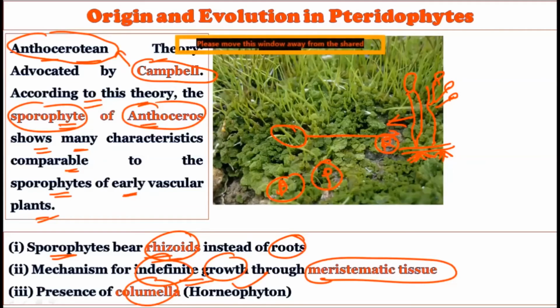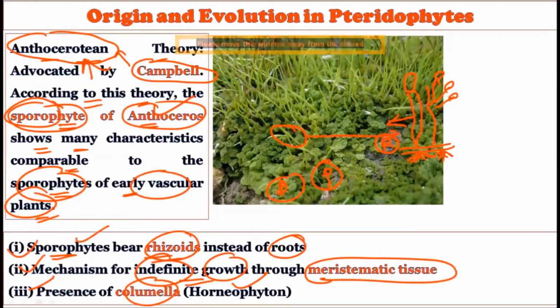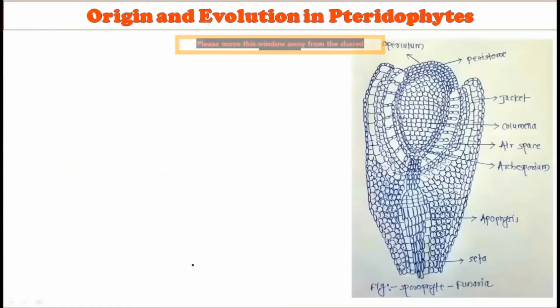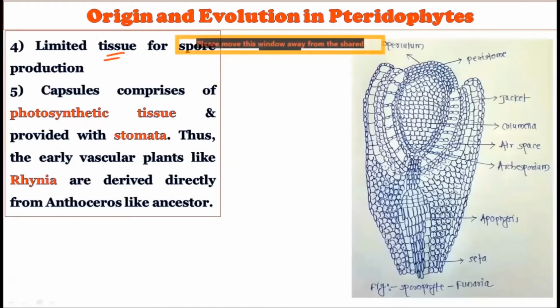Okay, so we are talking about the Anthocerotian theory. According to the Anthocerotian theory, the sporophyte of Anthoceros and the sporophytes of the early vascular plant show a remarkable similarity between them. And these three points correspond to this: the sporophyte bears rhizoids instead of roots, they both show indefinite growth through the meristematic tissue, and they both show the presence of columella. Now consider, there is limited tissue in spore production. In both cases, whether it's Rhynia or the sporophyte of Anthoceros, they show the limited presence of tissue for spore production.